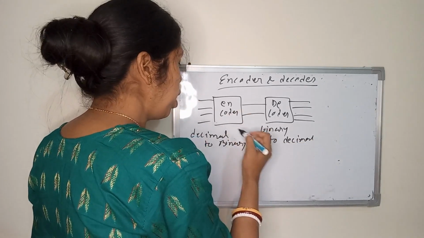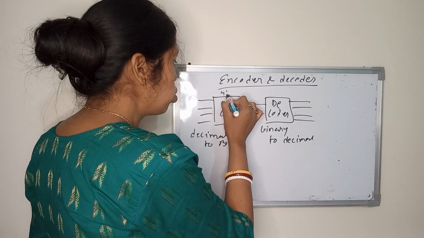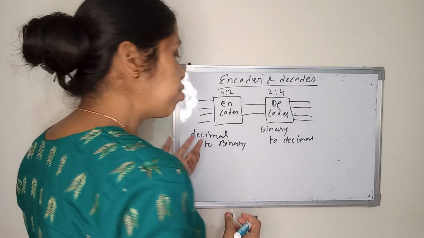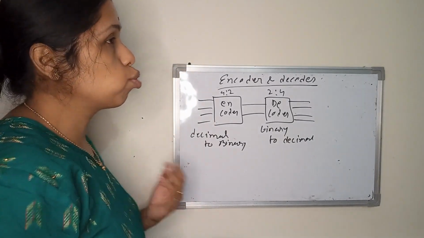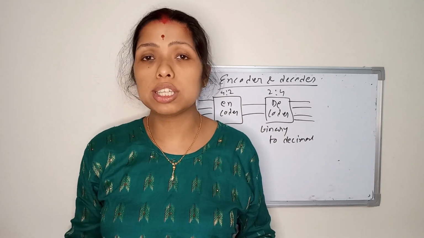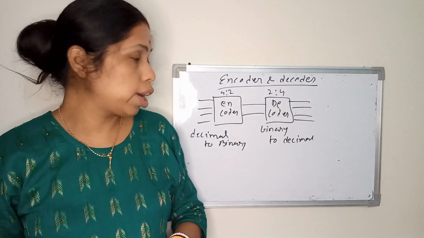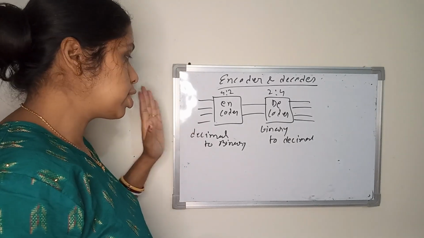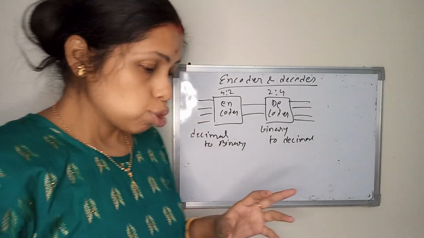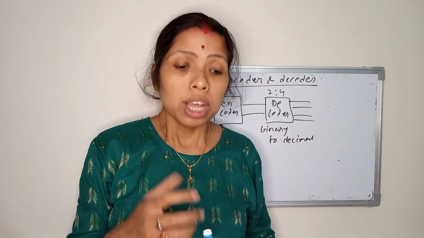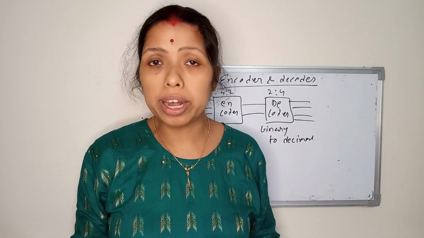Here I have included the 4 to 2 encoder and 2 to 4 decoder. You also have the 8 to 3 encoder and 3 to 8 decoder, this way. So 4 to 2 and 2 to 4 are the basic encoder and decoder. If you want to send a decimal number, you know how to convert decimal to binary number, by using the formula.